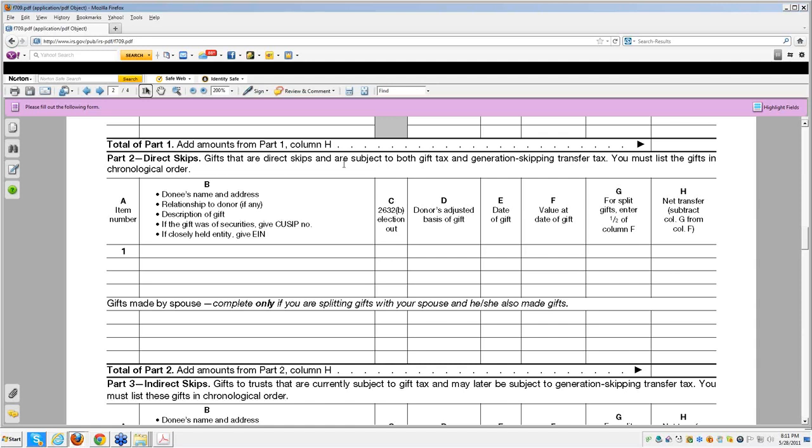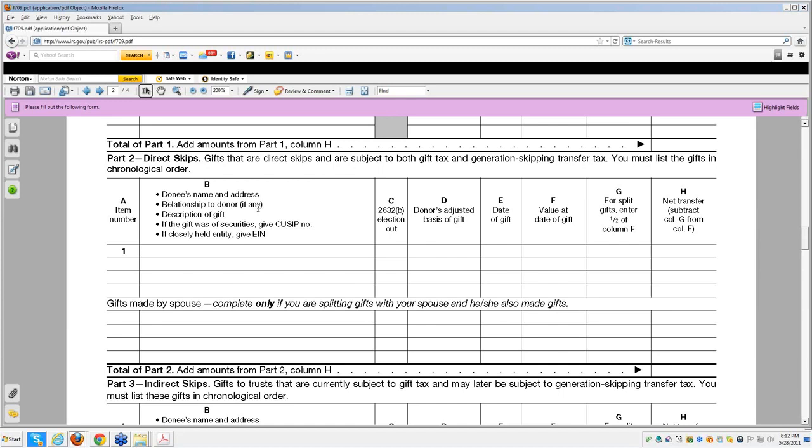But we don't have direct skips, do we? On a mortgage? You do or you don't? Yes, you do. So we have to fill out part 2. Do we not fill out part 1? Where are you at? We're in part 2. Yeah. You put the donee's name and address. Relationship to donor, if any.